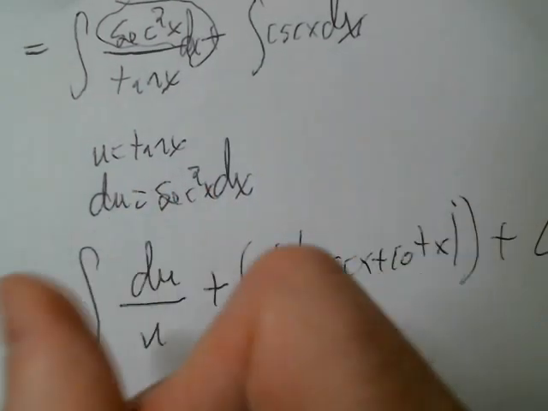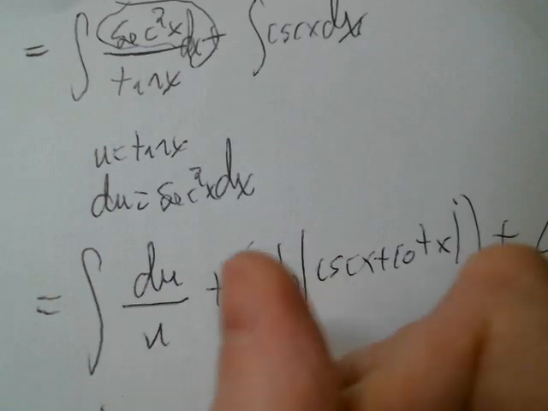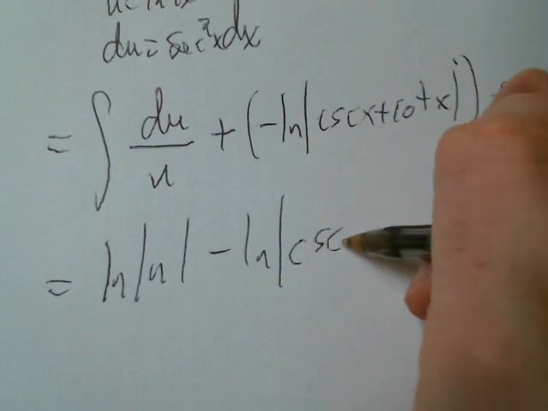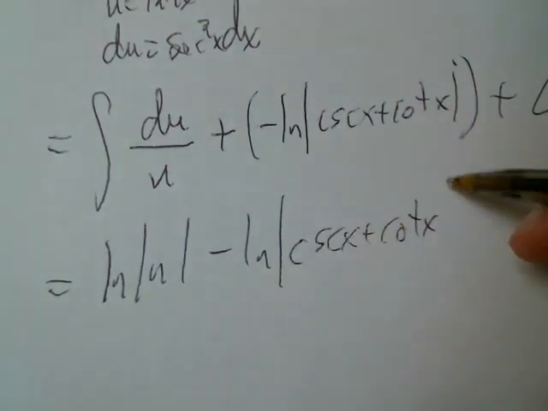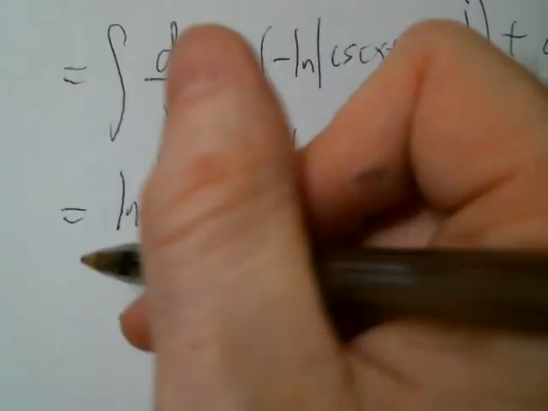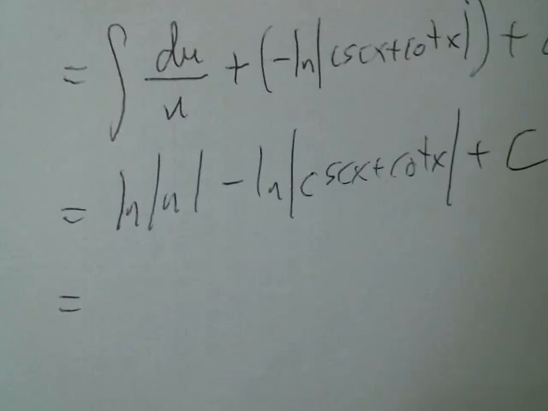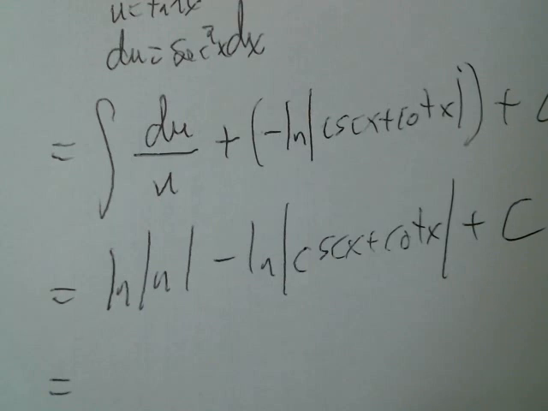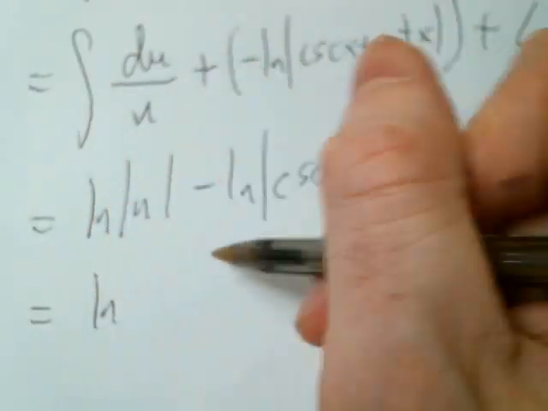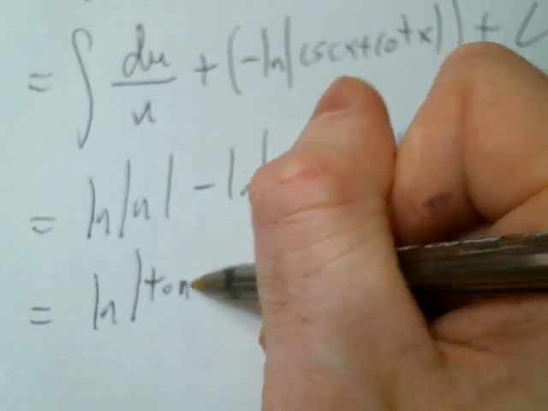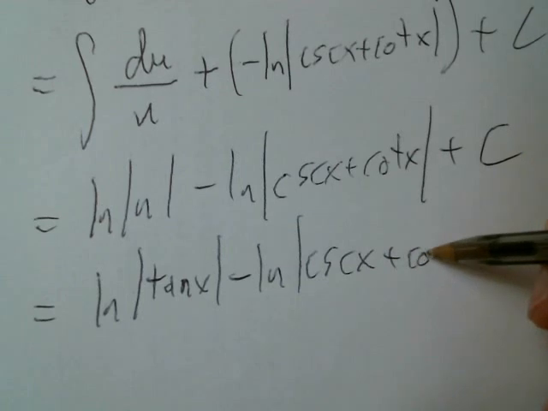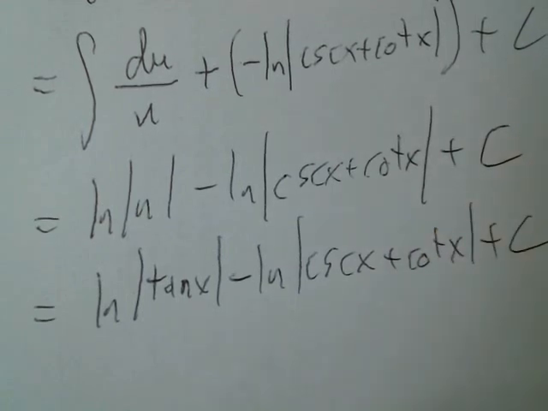Okay, so then this other integral, the integral of du over u, is ln of the absolute value of u. So minus ln absolute value of cosecant x plus cotan x, plus C. Then, well, you're going to have your book anyways, so you'll be able to look up integrals if you need to. Maybe I should tell you the final answer for people who are moving on: ln of the absolute value of tan x when I back substitute, minus ln absolute value of cosecant x plus cotan x, plus C. That's your answer.